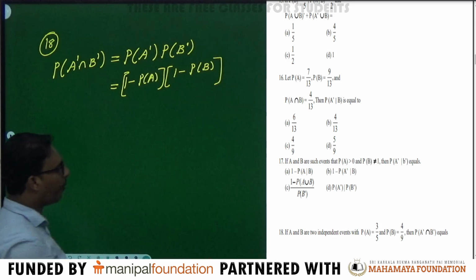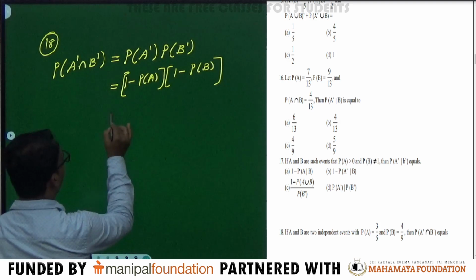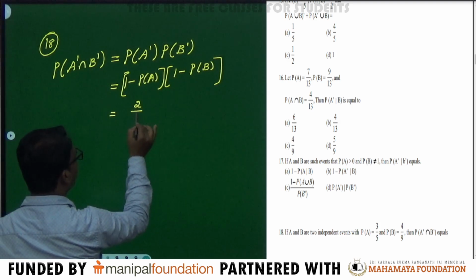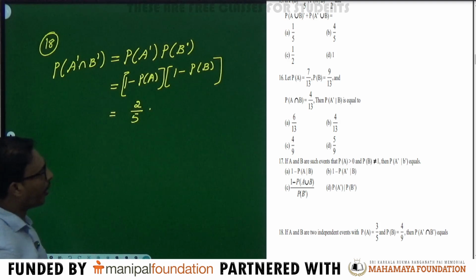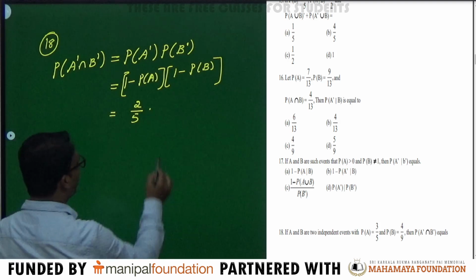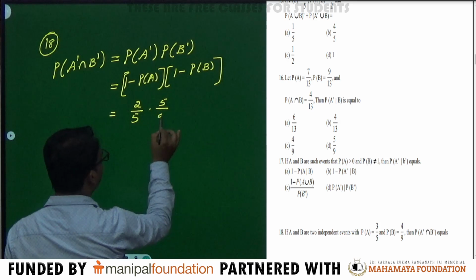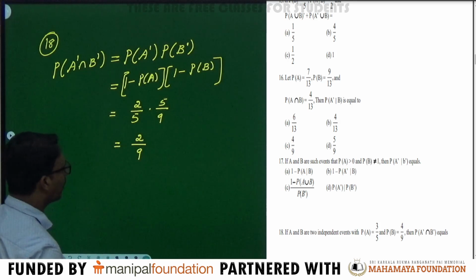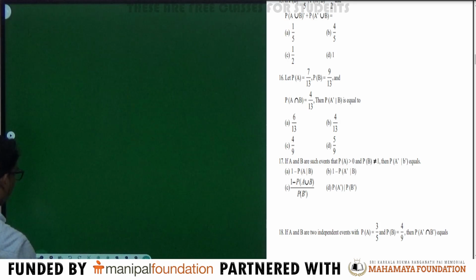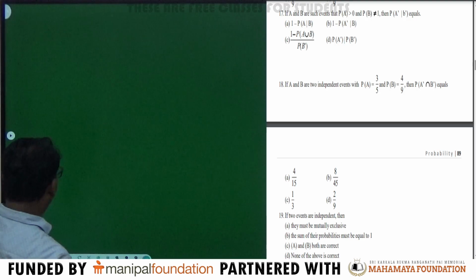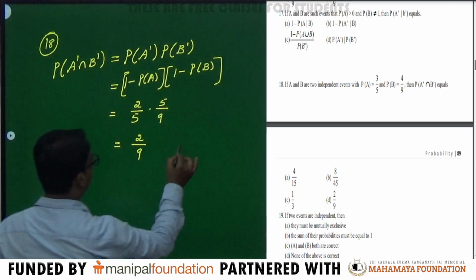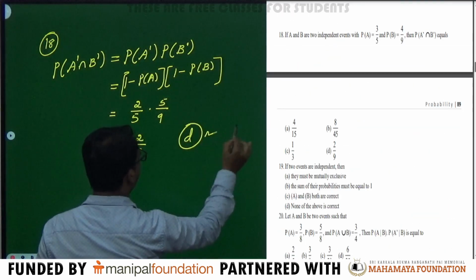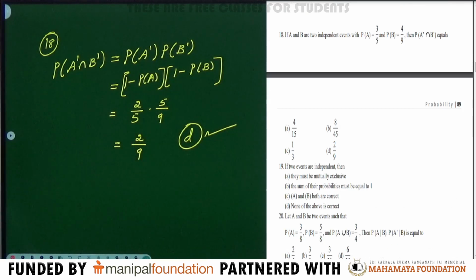So P of A value is 3 by 5, 1 minus P of A value will be 2 by 5, P of B value is 4 by 9, 1 minus P of B value is 5 by 9. It is equal to 2 by 9. For the question number 18, the answer is option D. The correct answer is option D for the question number 18.